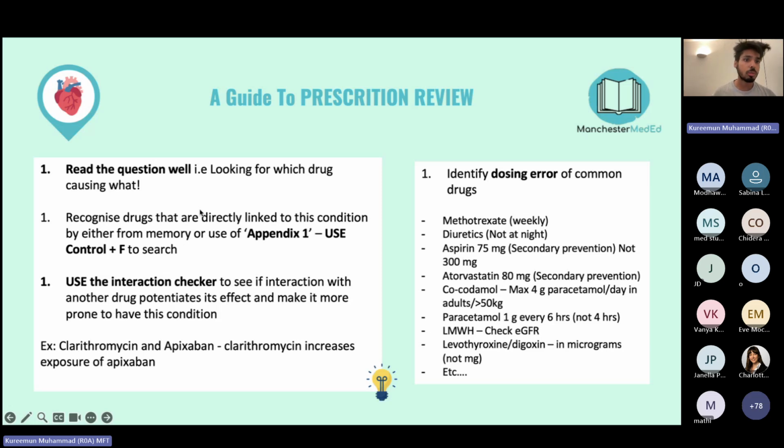For this question type, prescription review, there are two ways they can ask you questions. Basically, which drug is causing this condition that they're asking for? So which drug is causing the melena, either directly or indirectly?